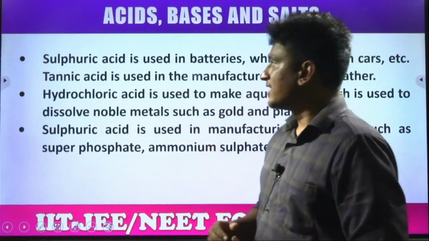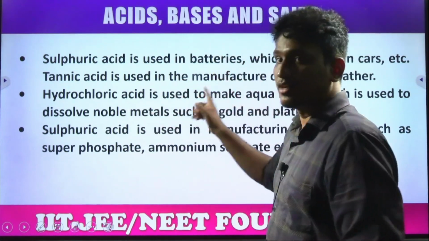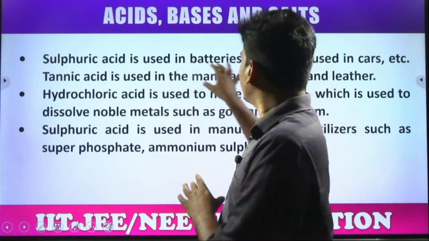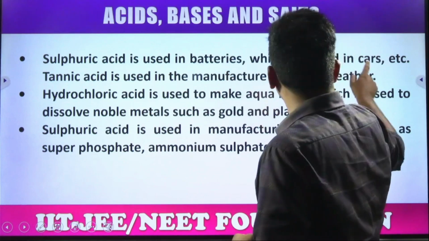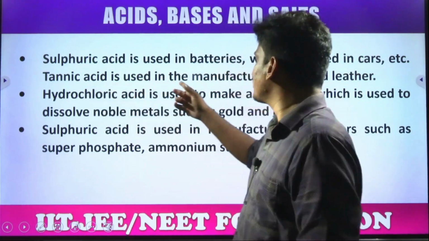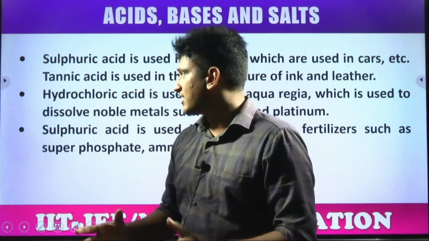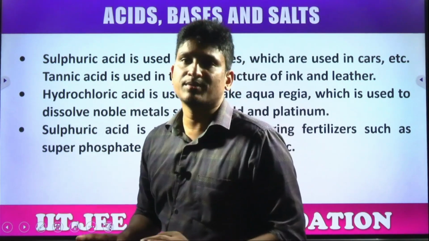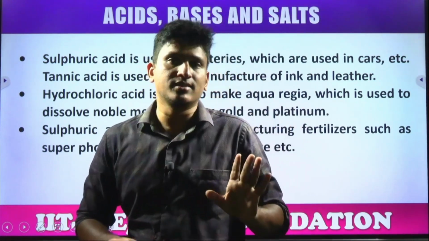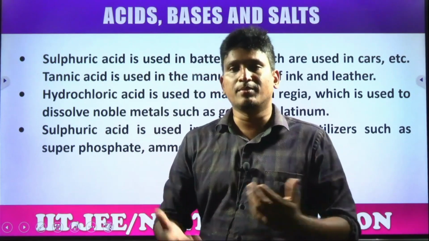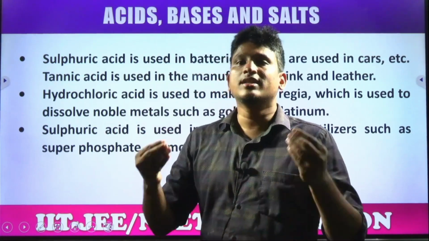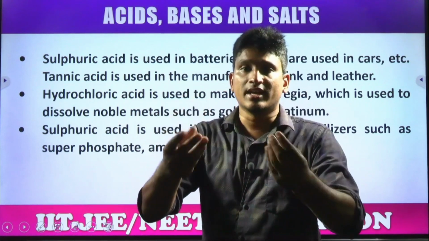So next, sulfuric acid is used in batteries also, students, as one of the electrolytes in the batteries used in cars, etc. Tannic acid is used in the manufacturing of ink and in the preparation of leather. So all these acids are used. Not only here, students, in organic synthesis, for the preparation of organic reactions, all these acids are used as reagents.